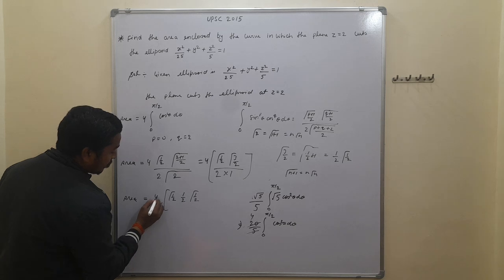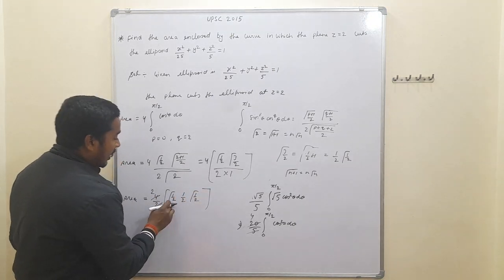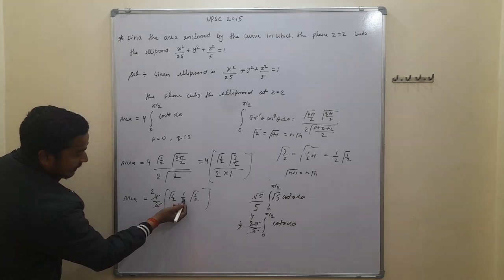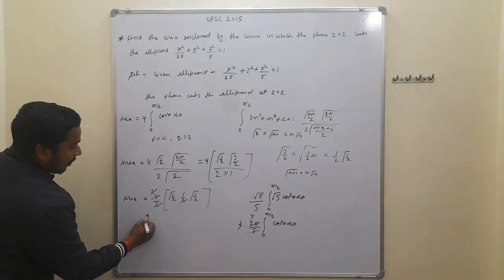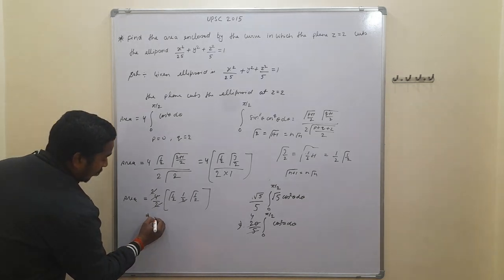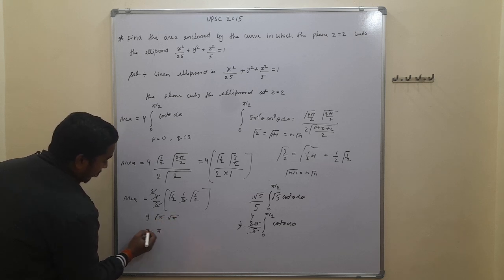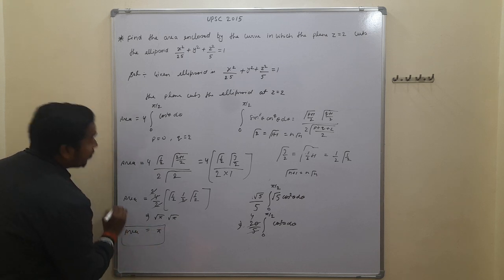Here 2 twos are 4, we cancel out, and we write gamma 1 by 2 and gamma 1 by 2 once again. The 2 and 2 cancel out, and from here the value of gamma 1 by 2 is root pi, and again root pi, this is given by pi. The total area is given by pi.